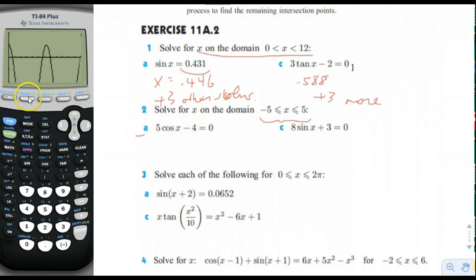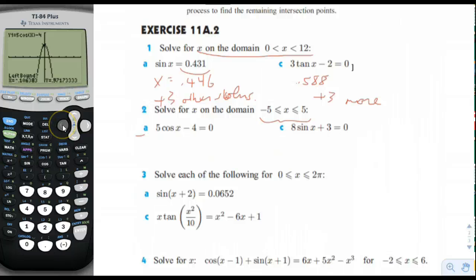So we're going to go back to window. And then we're going to say xmin is -5. Xmax is +5. Graph it. Okay, and then when is this equal to 0? I guess it's equal to 0 here and here. So we're going to use the second calc 0 function.